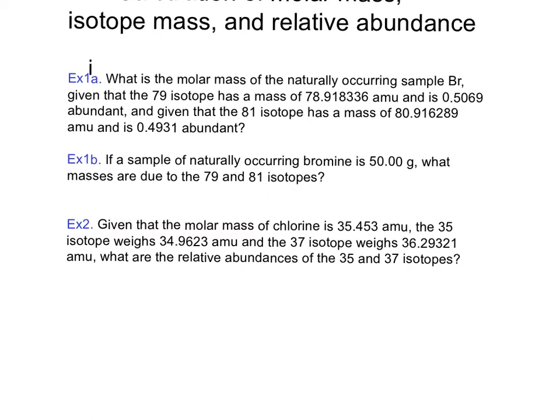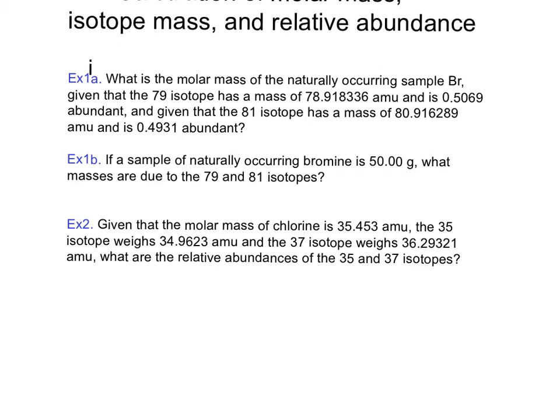What is the molar mass of a naturally occurring sample of bromine, given that the 79 isotope has a mass of 78.91 and so on, AMU, and is 0.5069 abundant? That means 50.69% abundance. And you've got the other isotope, so there's the two isotopes, 79 and 81. And the 81 isotope has a mass of 80.91, etc., AMU, and is 49.31% abundant. All right, and then we'll get to part B. So let us get a clean whiteboard page.